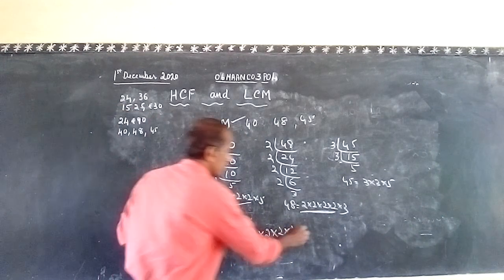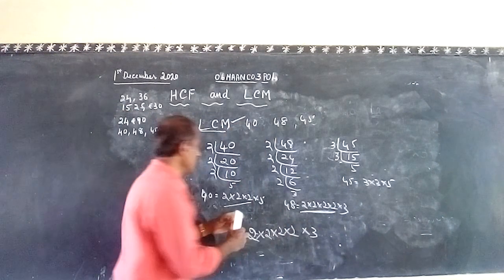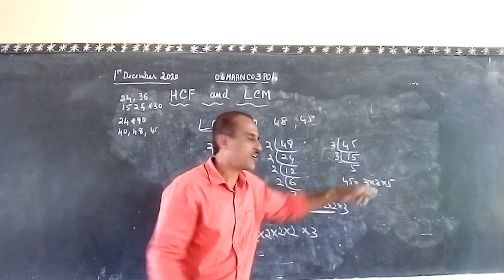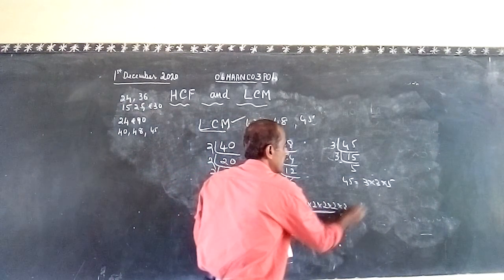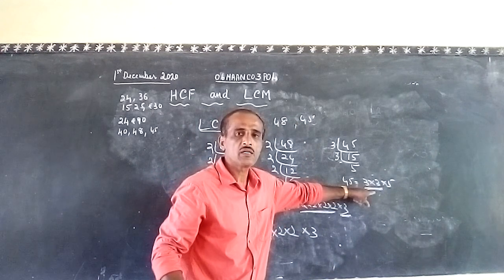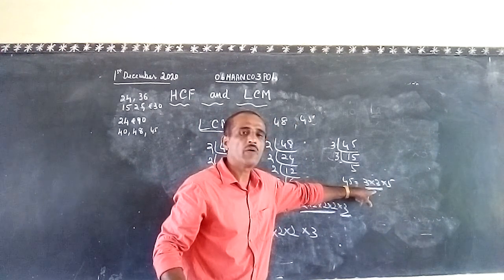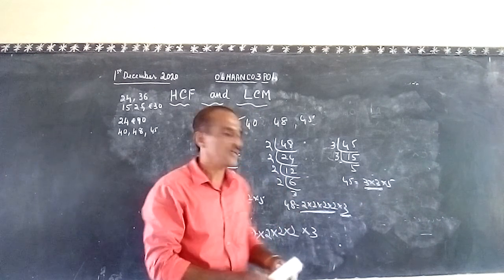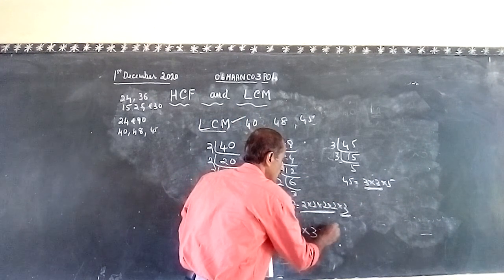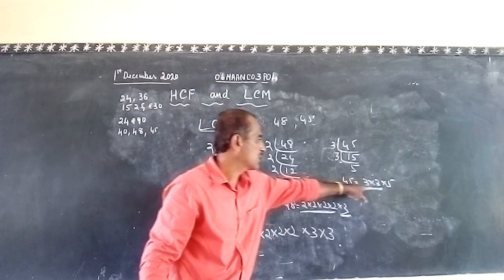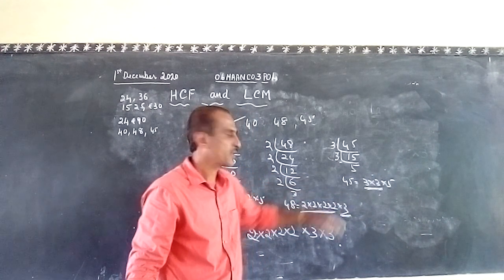Next 3. 3 is not present here, but 3 is present here and here also. Here only 1 3, here 2 3s are there. Whether you have to take this one or this one? Yes, you have to take where it is more. Here 2 3s are there, so you have to take that, 3 into 3. This one you have to take, not from here.